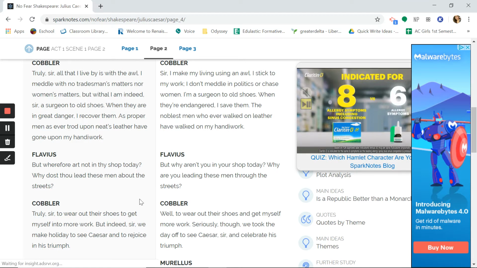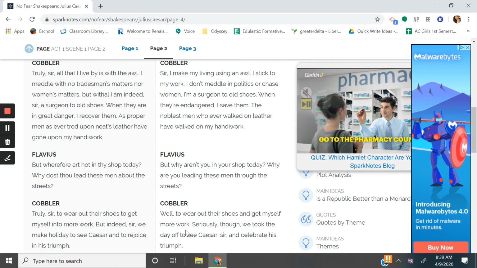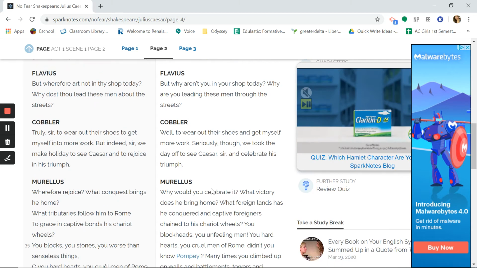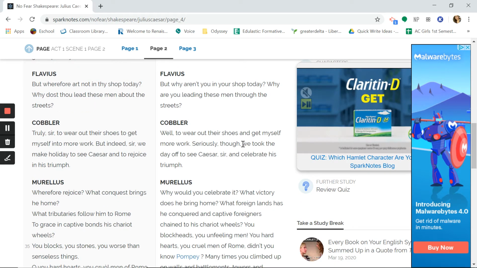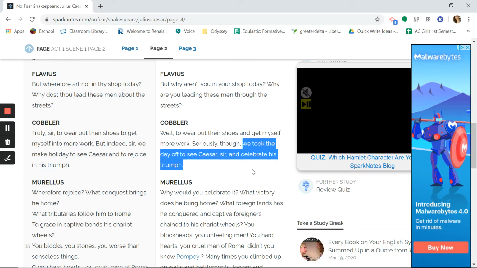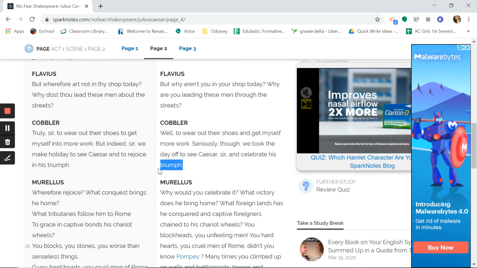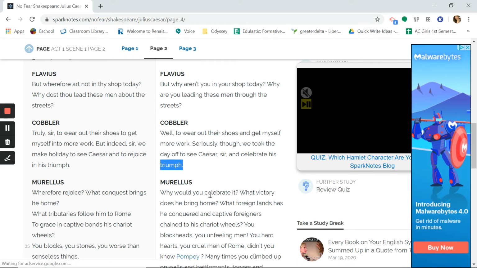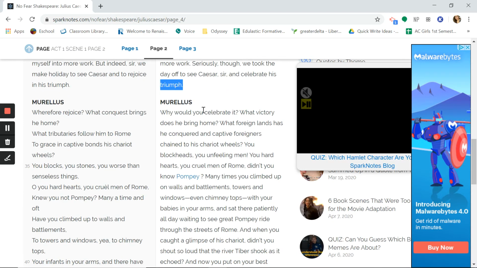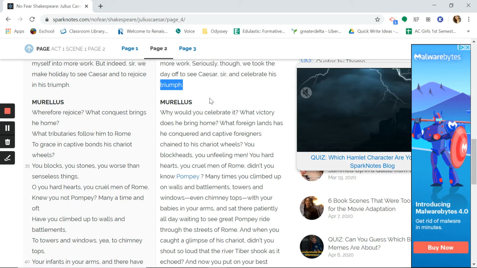They start questioning, like, where have you been? Why are you not at work? Why are you just out on the street during the middle of the day? And the cobbler answers, we took the day off to see Caesar and celebrate his triumph. Triumph means success, so if you're triumphant, you're successful. And this is when we see something really, really important.